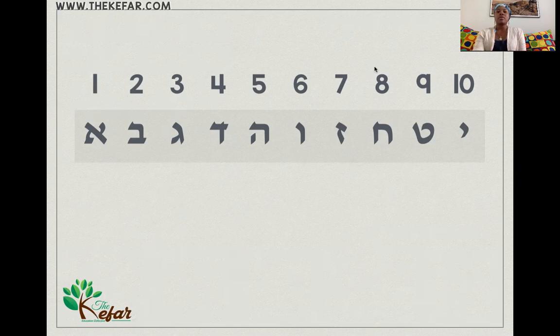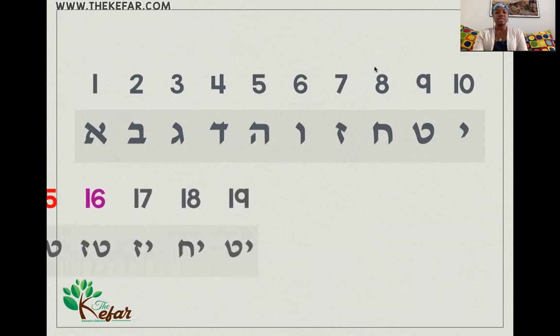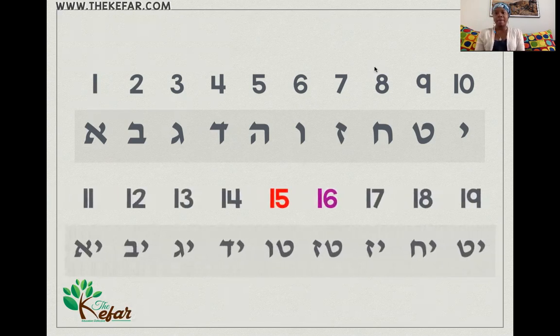Okay, now for 11 to 19, it's just a little bit of very simple math involved. So 11 is 10 and 1, Yod, Aleph. Okay, Yod is 10, Aleph is 1, put them together, you get 11. 12 is Yod Bet, 10 plus 2. 13, Yod Gimel, 10 and 3. 14, Yod Dalet, 10 plus 4.